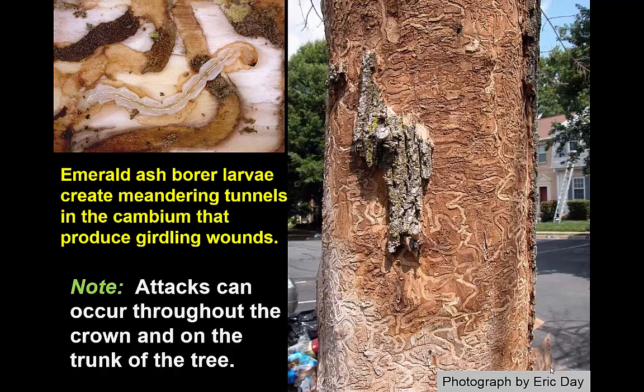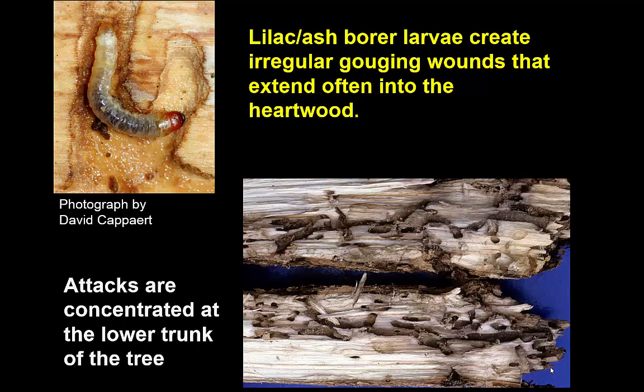and we compare the way that the larvae develop between these two. An emerald ash borer is a flat-headed borer. It's going to create meandering tunnels in the cambium that produce girdling wounds. So their attacks are just underneath the bark. Attacks can occur throughout the crown and start usually on the top of the tree. And then as the population increases, you get more and more of the cambium tissue destroyed, causing a collapse of the tree at the end stages, since it's unable to move nutrients efficiently and it's been compromised through all the extensive tunneling that we see.